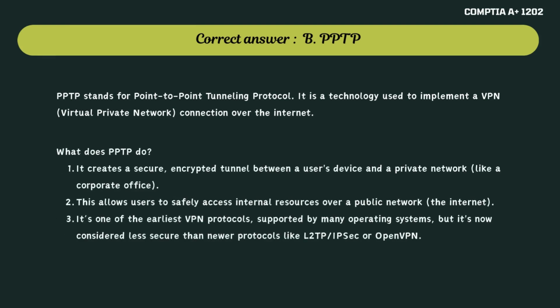What does PPTP do? 1. It creates a secure encrypted tunnel between a user's device and a private network, like a corporate office. 2. This allows users to safely access internal resources over a public network, the Internet. 3. It's one of the earliest VPN protocols, supported by many operating systems, but it's now considered less secure than newer protocols like L2TP IPsec or OpenVPN.